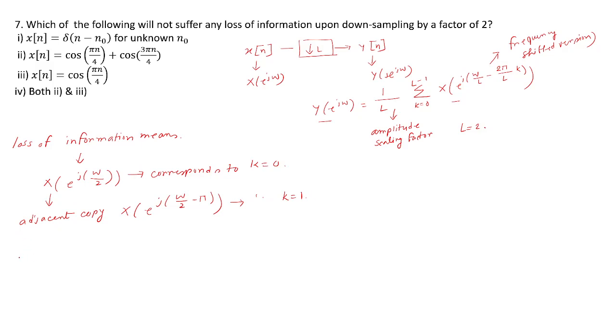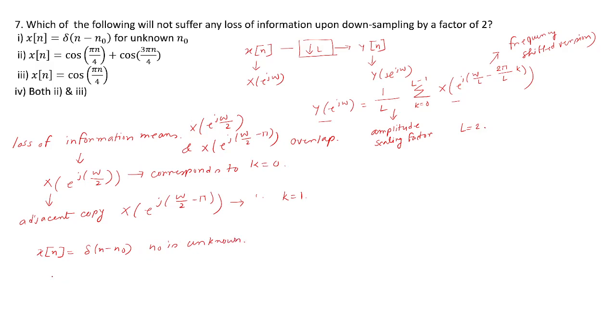So loss of information means X(e^{j omega/2}) and X(e^{j(omega/2 - pi)}) overlap. Therefore, if X(e^{j omega/2}) and its shifted version X(e^{j(omega/2 - pi)}) overlap, then there will be loss of information, and if they do not, there will be no loss of information. So let us see the first option, which is x[n], the shifted impulse, delta[n - n0], where n0 is unknown.